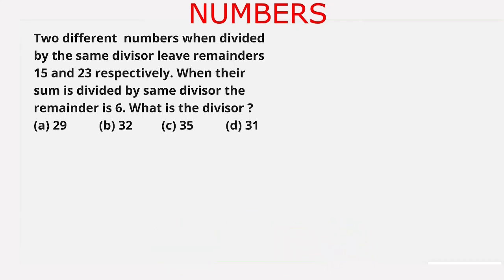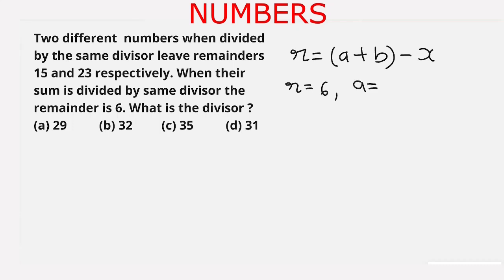We know the shortcut for such type of question. Here R equals A plus B minus X. Here R equal to 6 is given to us. That is the final remainder.